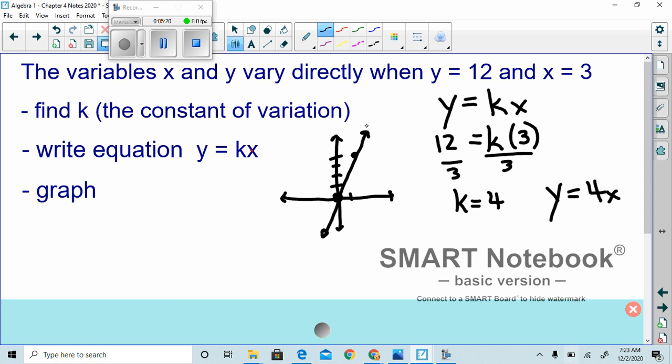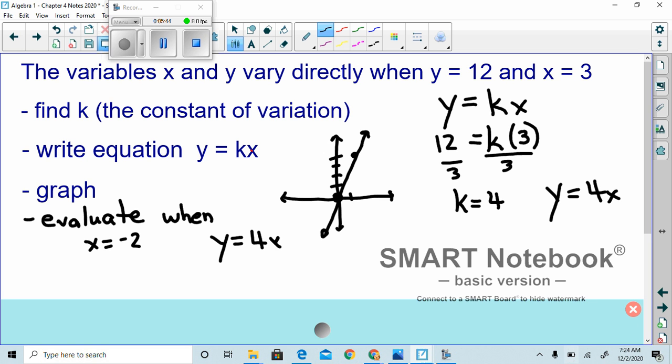Now the very next thing they're going to ask you to do is to evaluate. Given a value, evaluate. Evaluate when x equals -2. So I'm going to go to my model, y is equal to 4x. I'm going to input that value of -2, and I'm going to find out that y is equal to -8. So you can use this model to evaluate at various points.